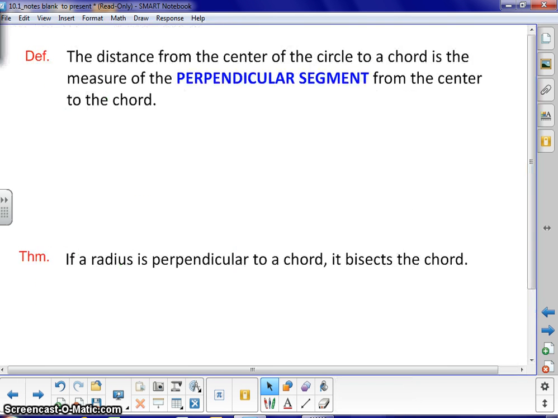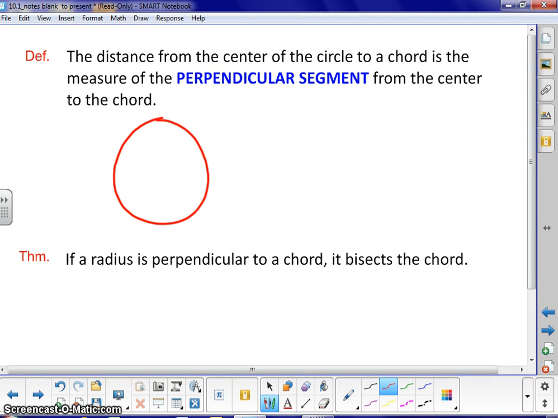The next four definitions and theorems represent the relationships between the radius and the chord. The first one, for example: the distance from the center of the circle to a chord is the measure of the perpendicular segment from the center to the chord. So in a circle, here is circle X, and we have this chord. What this definition means is that the distance between this point X and this chord is going to be a perpendicular segment.